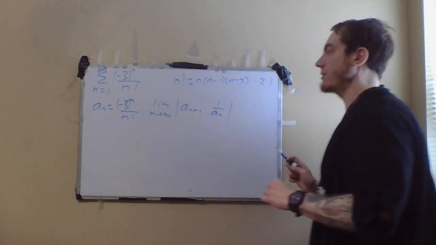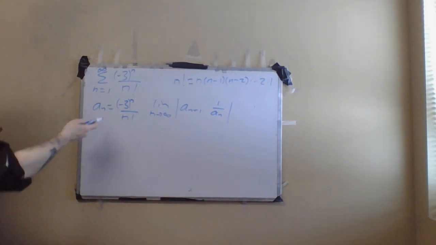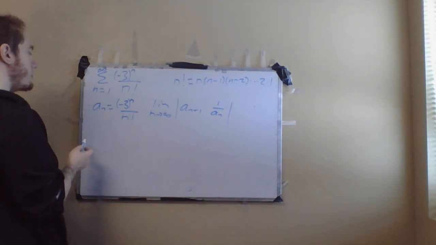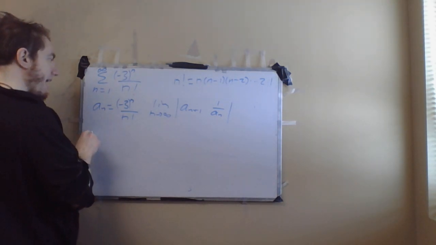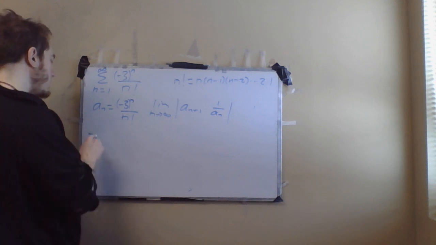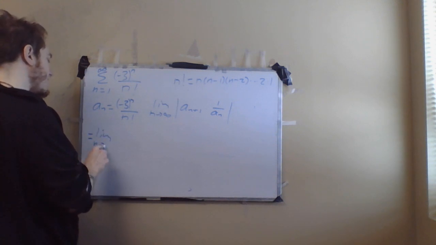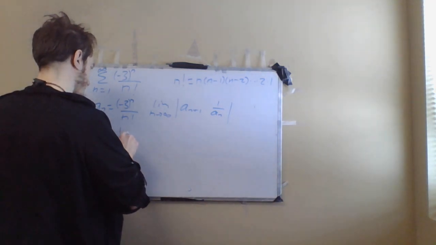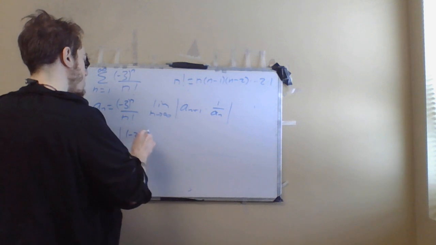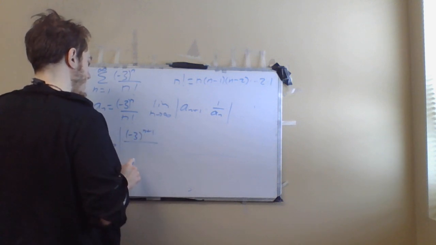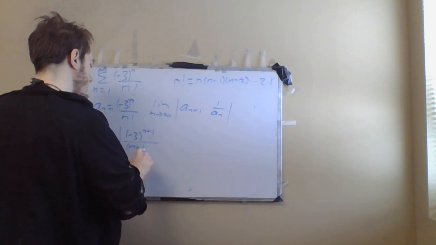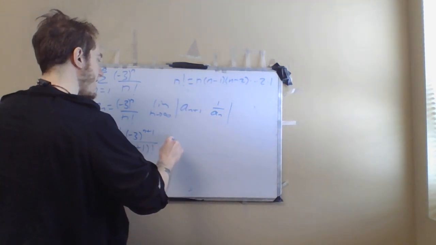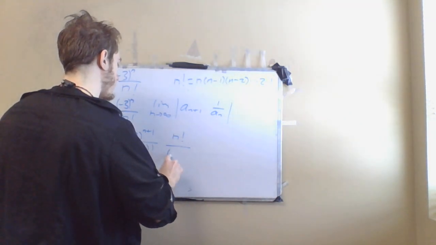Okay, were you able to figure it out? You may not be used to working with factorials, but it's really not super bad here to work with, because what is this going to be? This is going to be the limit as n goes to infinity of the absolute value of minus 3 to the n plus 1 divided by n plus 1 factorial times n factorial over minus 3 to the n, plus nothing, actually.